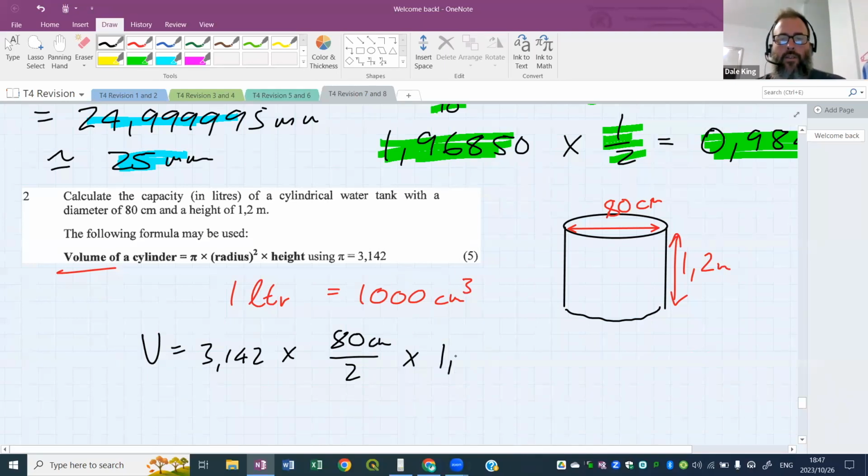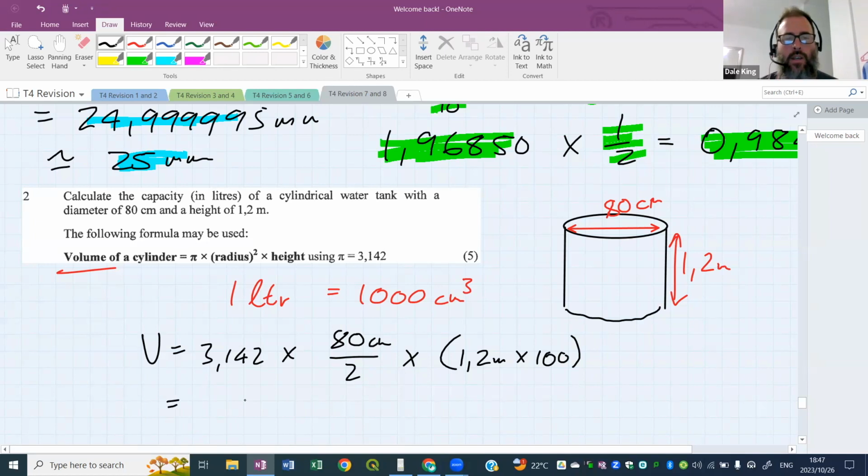So don't we want to have everything in one unit? I'm so glad you said that, Mohammed. You remember my last lesson, which said when you put things into the formula, make sure they are the same units. So this height, I need to change it into centimeters. How do I change meters into centimeters? How many centimeters in a meter? 100. So I need to multiply the 1.2 by 100.